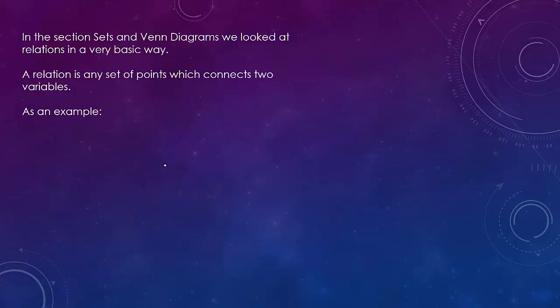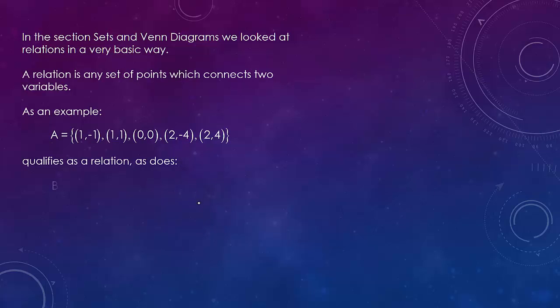As an example, just the set of coordinates, set A, where the coordinates are 1, -1, so 1 would be an x value and -1 a y value, and so on. This qualifies as a relation, as does the set B, which we can see here.